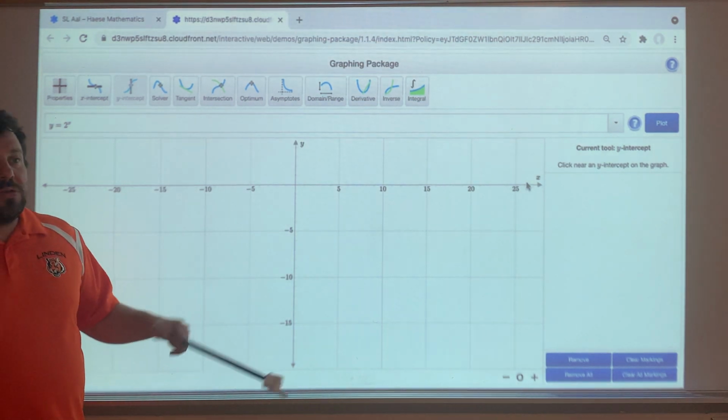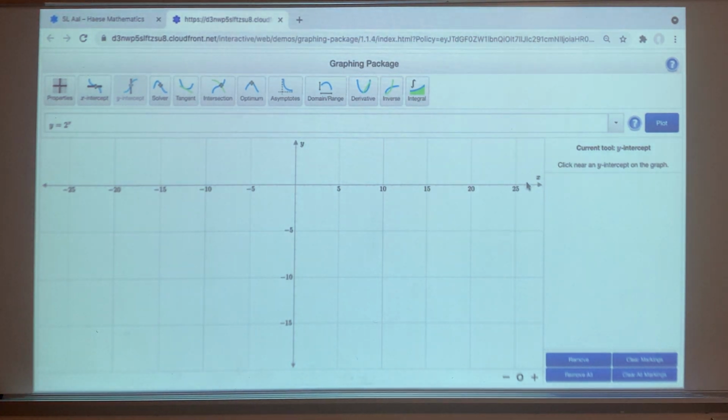If you want to use Desmos, you can use Desmos. If you want to use a graphing calculator, you can use that as well. But the book gives us this nice graphing package, so why not use it? So the first thing is y equals 2 to the x. What you do is you type in y equals 2, the caret button, which is shift 6, x, and then you're going to hit enter.